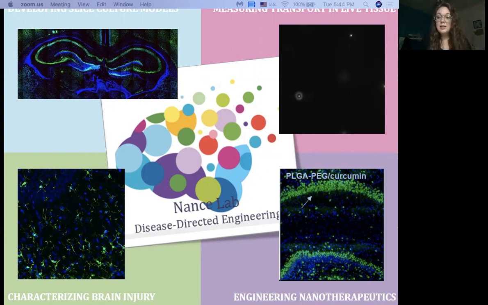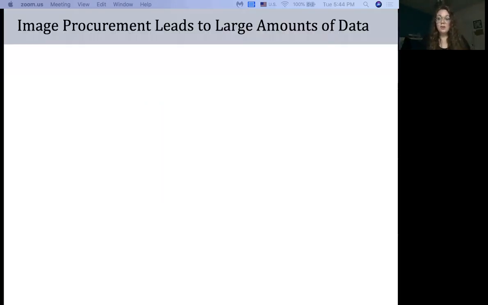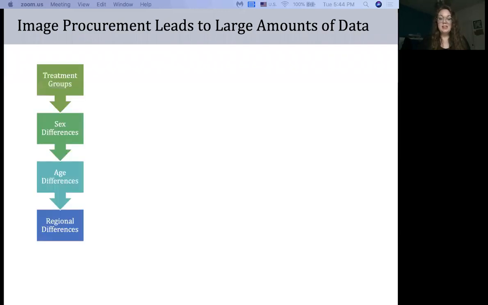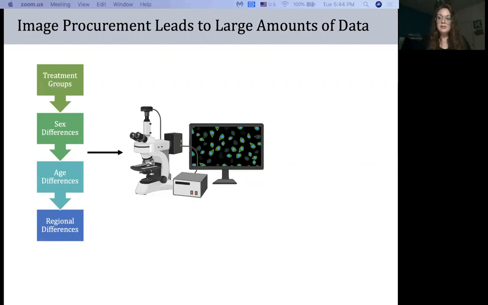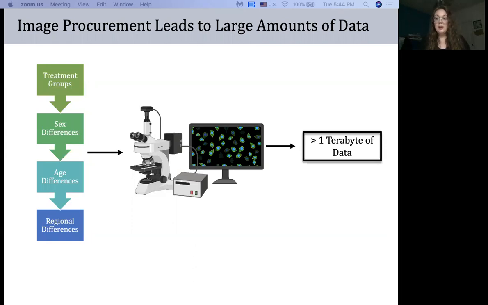And since we obtain most of our data through fluorescent imaging, it's important to know that our image procurement leads to large amounts of data. When you also include things like the treatment groups we have, the sex differences and age differences in animals, as well as regional differences within the brains themselves, and the fact that all of these need to be imaged, we get easily greater than a terabyte of data per experiment.